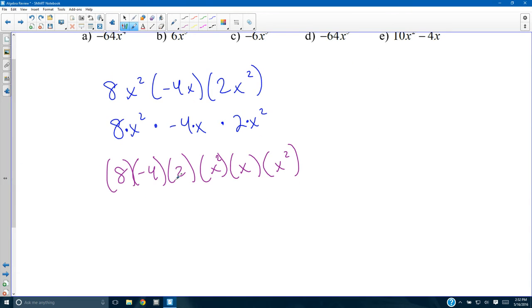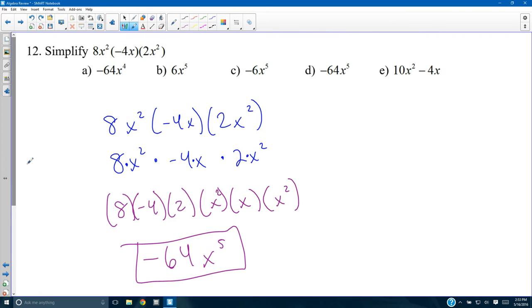8 times -4 is -32. Times 2 is -64. x² times x²: x is multiplied, times another one, times another 2. That's 5 of them. There you go. -64x⁵, D.